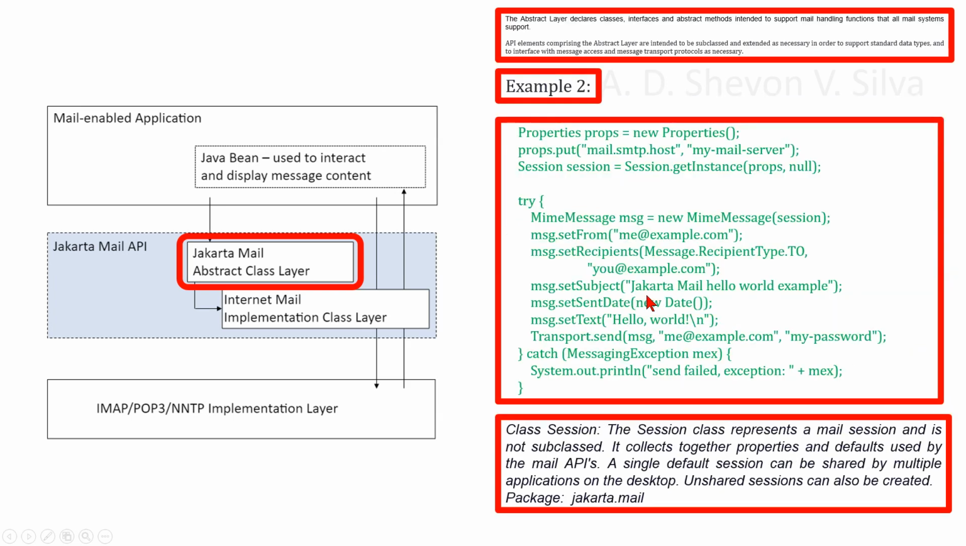As example 2, we can consider these code segments. This is to send a plain text message. The class Session: the Session class represents a mail session and is not subclassed. It collects together properties and defaults used by the mail APIs.